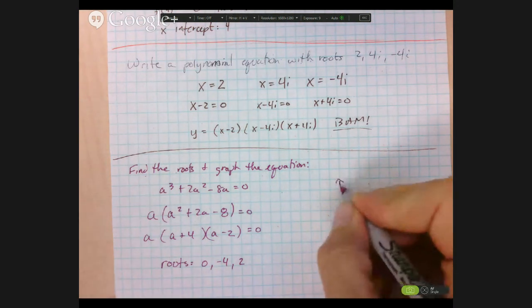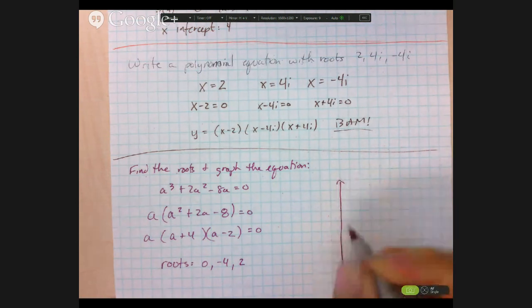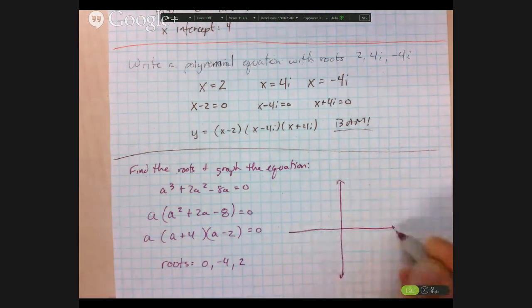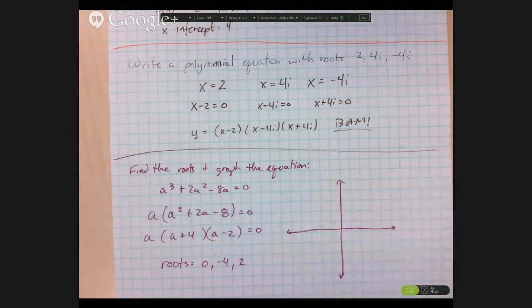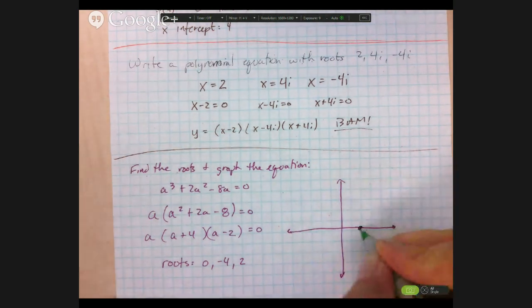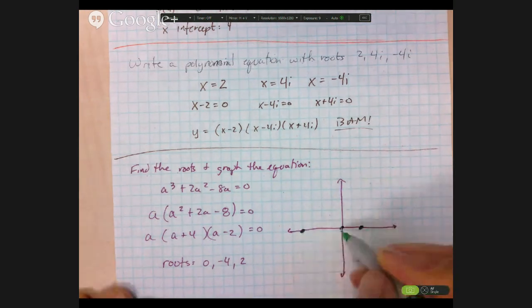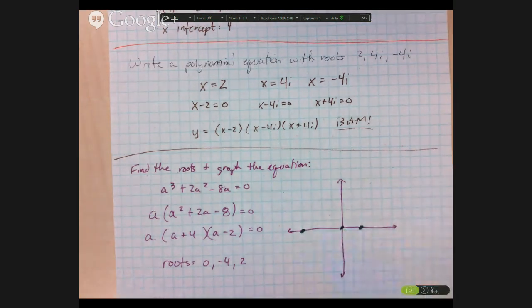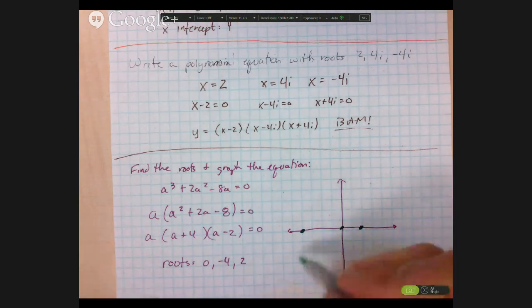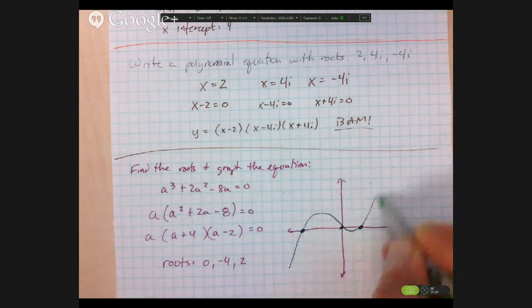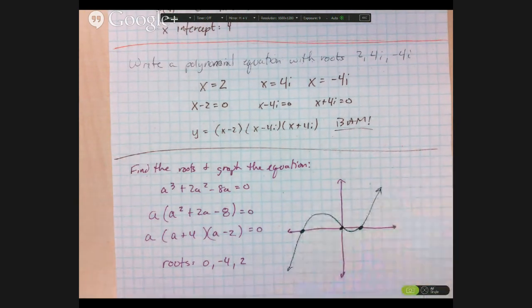Where are my x-intercepts? On the graph. Yep, 2, 0. So what does that look like? Yeah, we're just going to do something like that. Okay, we're just going to sketch it.